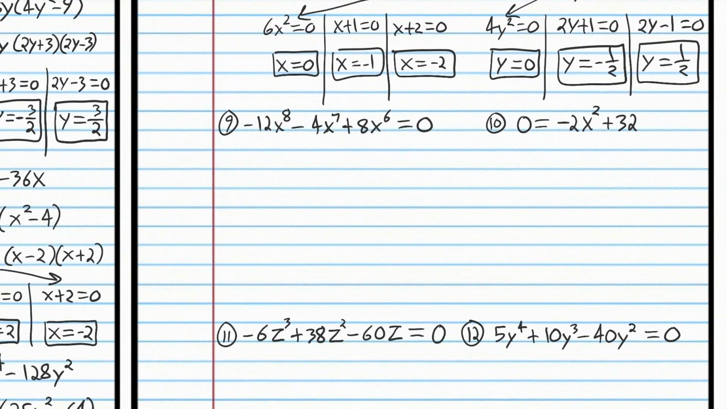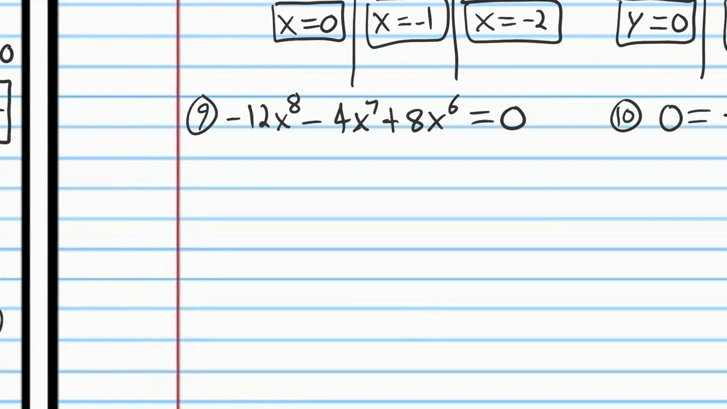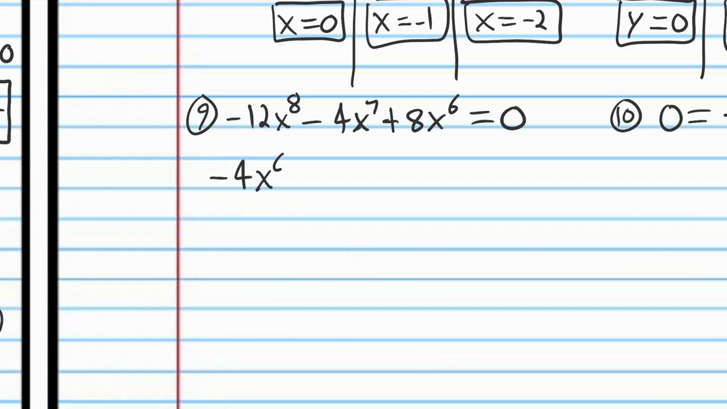All right, so let's do number 9 together. Number 9 is a little different just because we need to factor out a negative also. If you don't factor out a negative in your greatest common factor, the problem is going to be more difficult. So we're going to factor out, let's see, I think 4 will be the greatest common factor, and x to the 6 is the smallest power. So then we're left with 3x to the 2nd plus x minus 2.